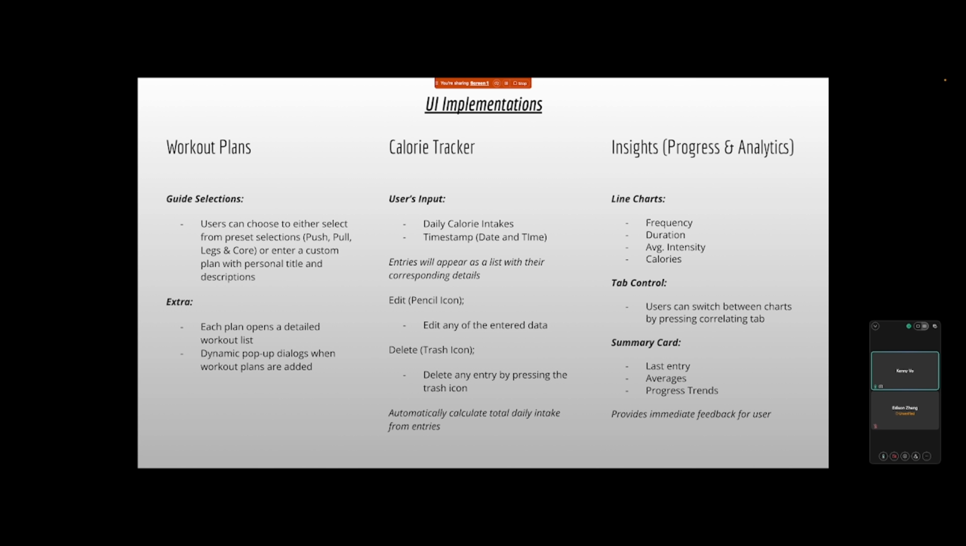For the insight screen, this will display four separate charts with line graphs. There's going to be frequency, duration, average intensity, and then calories. For the tab control, users are able to choose which chart they want displayed from the tab that will be displayed on top of the screen. The summary card will list out and give users insight on their last entry, the average of how much they worked out, or the duration, and then the progress trend.